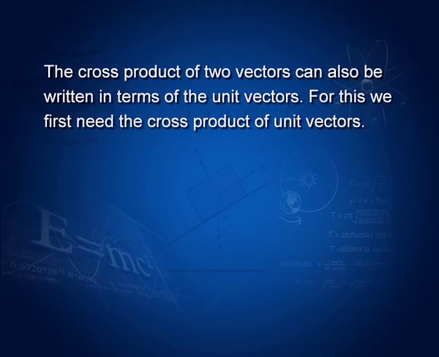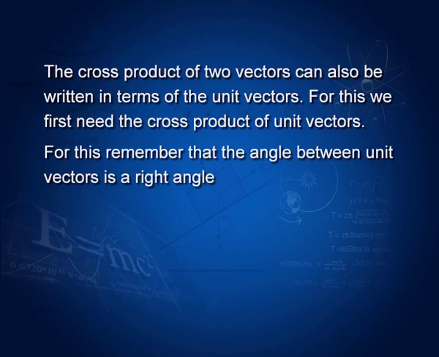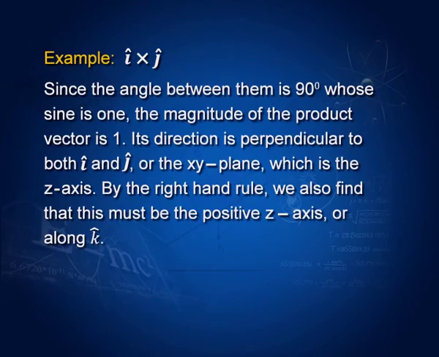The cross product of two vectors can also be written in terms of the unit vectors. For this, we first need the cross product of unit vectors themselves. Remember that the angle between unit vectors is a right angle, that is, the angle between i cap and j cap is a right angle, and the angle between j cap and k cap is also a right angle. If we remember this, then i cap cross j cap you can easily get is equal to k cap. Why? Because the angle between them is 90 degrees, and the product has to be perpendicular to both i and j, and that is the z direction, and the unit vector in the z direction is k cap.